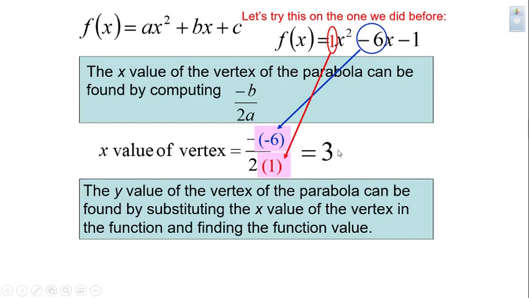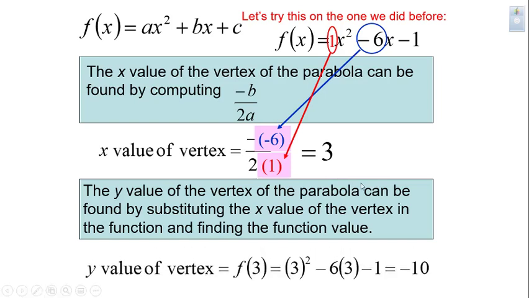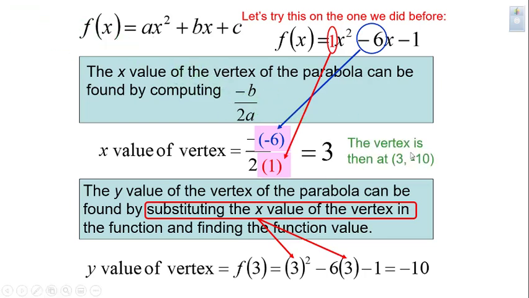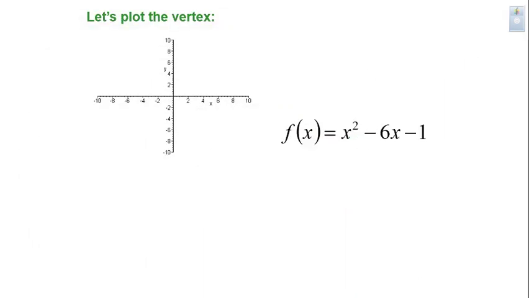So I'm going to take this 3 and plug it into the function and see what we get. So we're going to do f of 3. So we get 3 squared minus 6 times 3 minus 1. 3 squared is 9, minus 18 is -9, minus 1 is -10. So just as we expected, the y-coordinate of our vertex is -10. So (h, k) is (3, -10), and those are the coordinates of the vertex of the quadratic function.